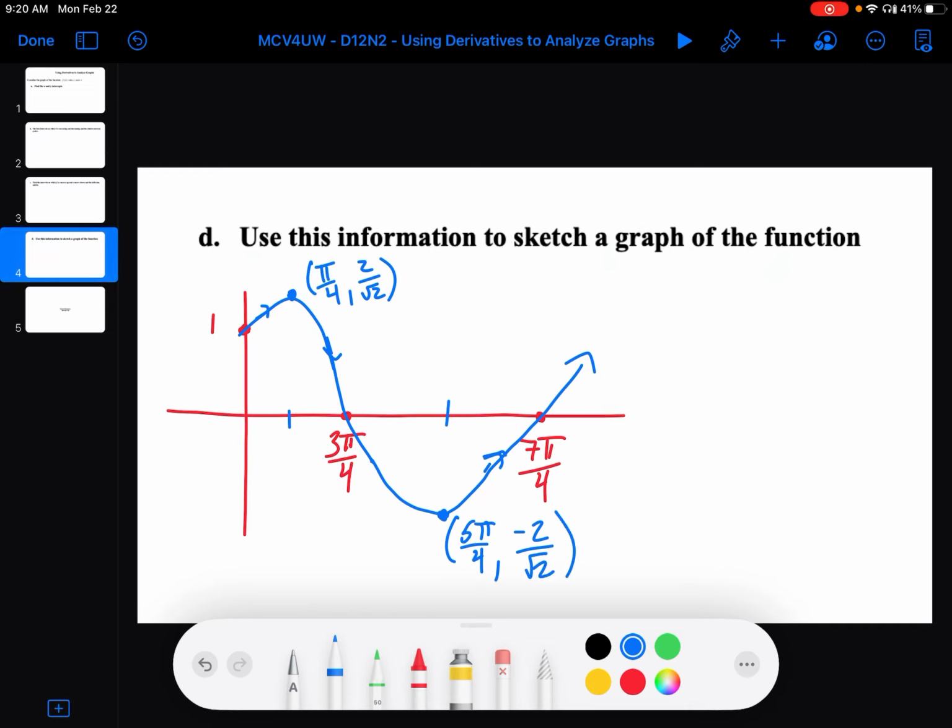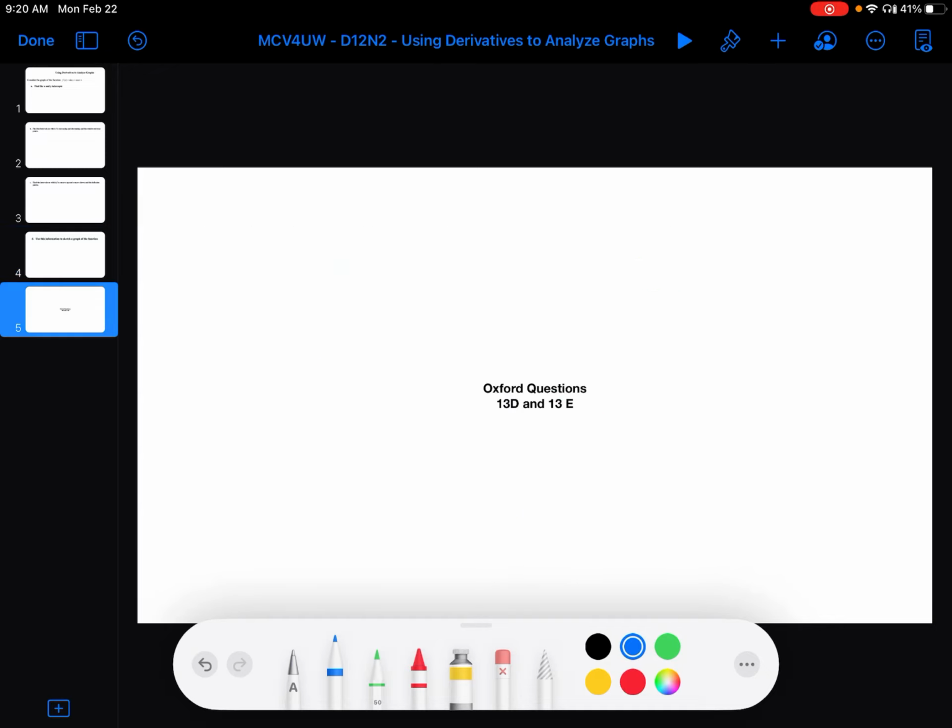You could add 2 pi to any of these values. So right here, we would have 2 pi and 1. Okay, because we can add 2 pi to any of these because it is a cyclic function. This is going to go on forever, and we could find all of our points. Okay, so we're just going to have some Oxford questions for this, so look into those questions.